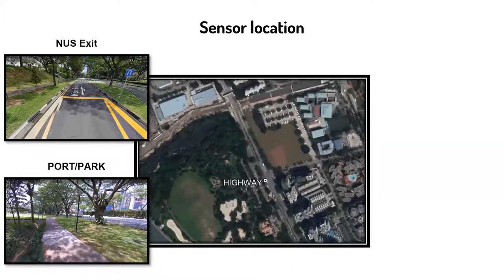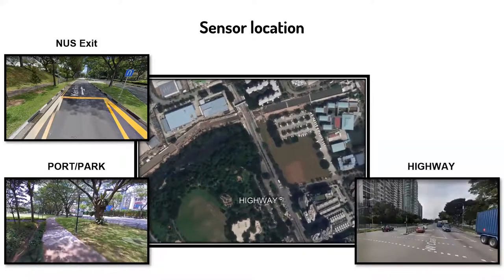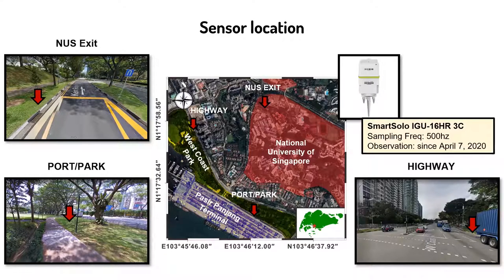And the third one is nearby West Coast Highway. At this site, the vibration is mostly coming from vehicles on the highway. All the geophones are planted in the soil on the green belt by the road. The array has been recording since April 7, 2020 with a sampling frequency of 500 Hz.